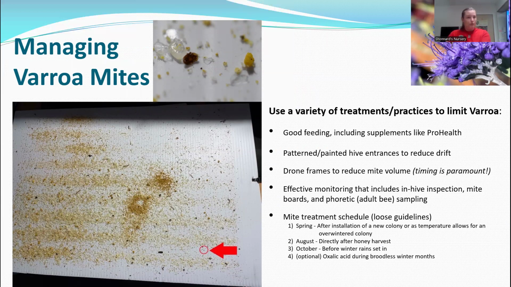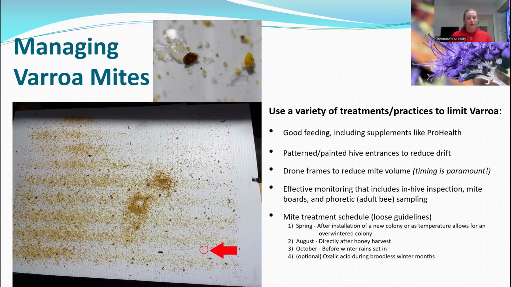You can reduce drift. If you have honeybees coming and going from multiple different hives, they're trading all of these diseases and parasites. So if you pattern or paint the entrance to your hive, honeybees will know, oh, this is my house. It has 3 lines going down. Or this is my house. It has the 2 circles in the square. They can tell different patterns and different colors with the exception of red. So giving them an obvious entrance to their colony is going to reduce drift back and forth.